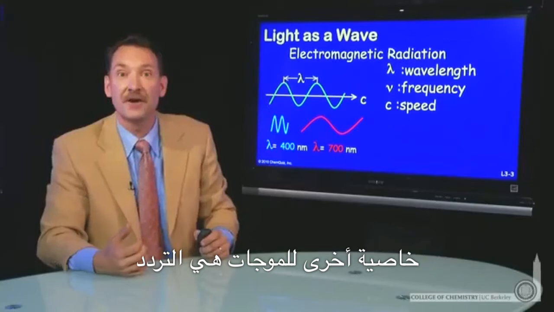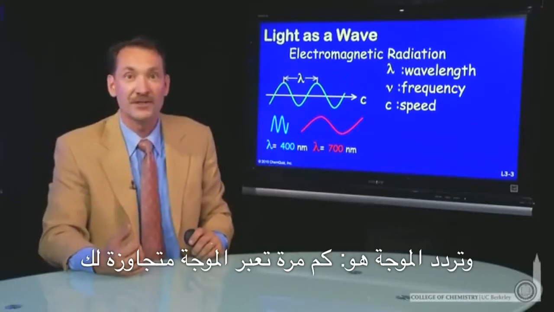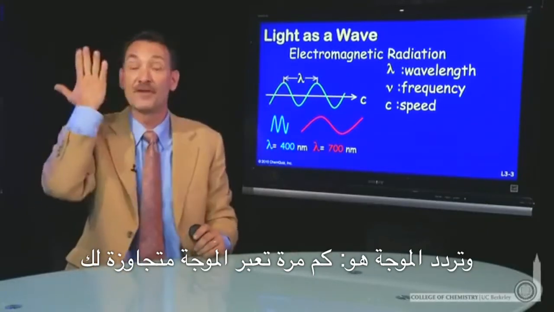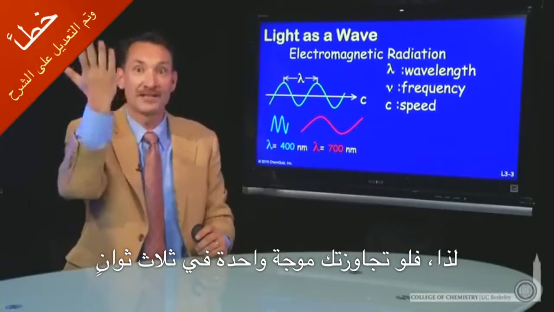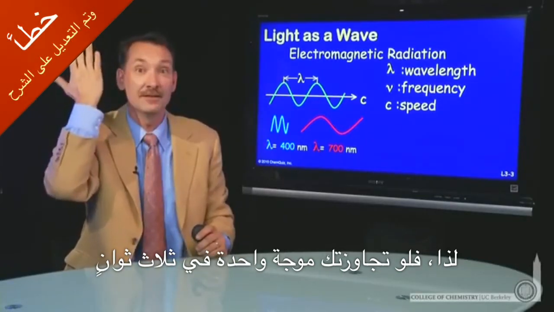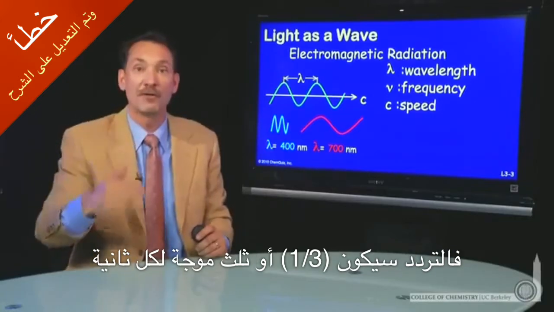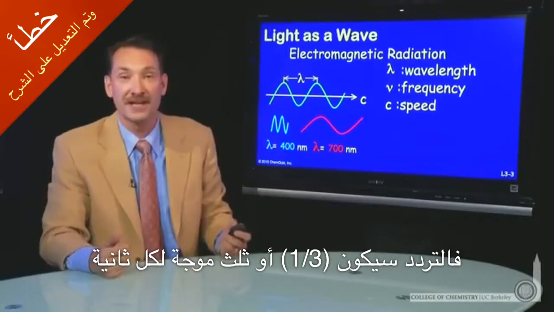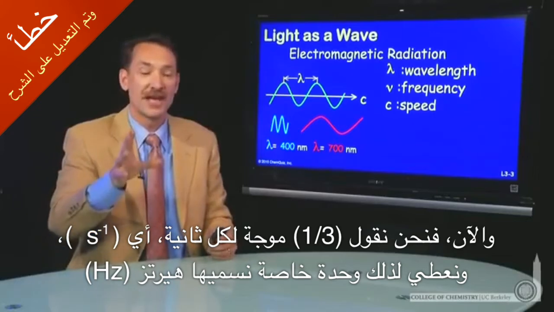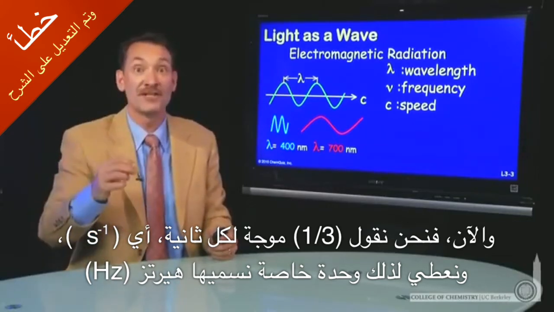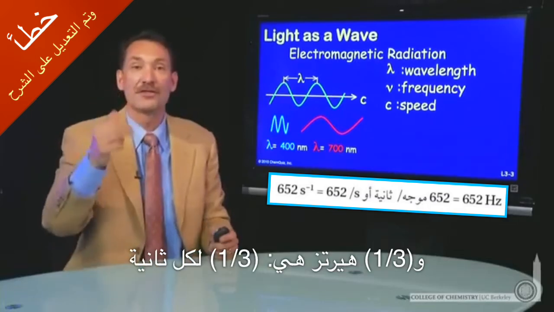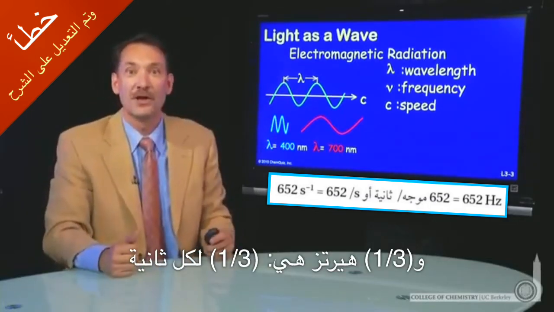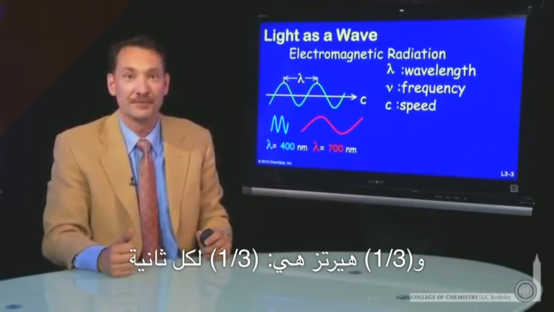Another property of waves is the frequency. The frequency of the wave is how often a wave crest passes you. So if 3 wave crests passed you per second, the frequency would be 3 per second, or 3 reciprocal seconds. We give reciprocal seconds a special unit called hertz. 3 hertz is 3 reciprocal seconds.